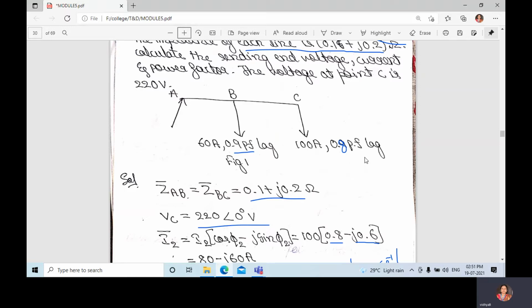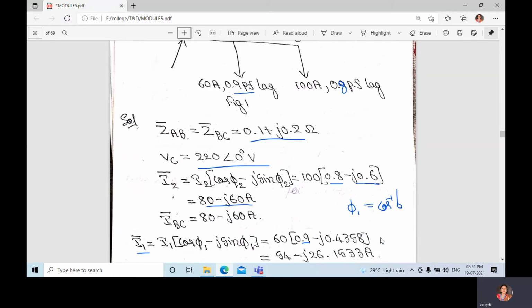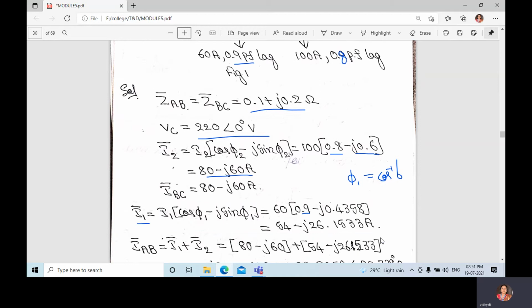So phi 2 is equal to cos inverse of 0.8. If you do that, you will get the degree value. Next, if you substitute the phi 2 value, then sin phi 2 value is 0.6. So 80 minus j60 amperes you will get if you substitute and calculate. IBC is equal to 80 minus j60 amps.